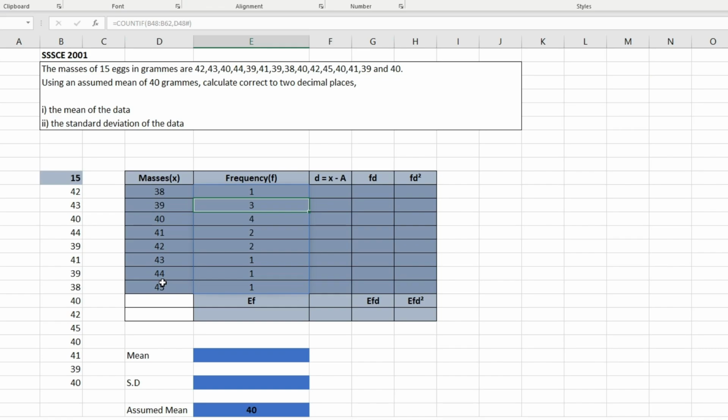Alright, so within our frequency, we have 38. The number of times 38 occurred is 1, the 39 occurred 3 times, and the same for the rest. Okay, so now back to our question, which is the deviation.